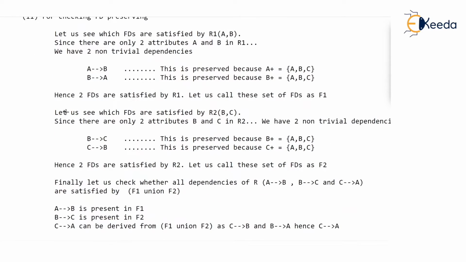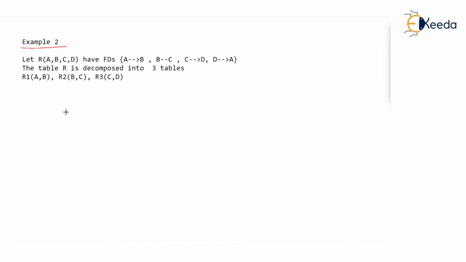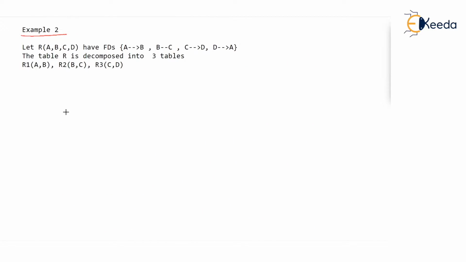Let's see more examples. In example 2, we have a table with 4 attributes A, B, C, D, and the FDs defined on the original table are as shown. And this table R is decomposed into 3 tables now. Check that R1 has AB, R2 has BC, and R3 has CD.